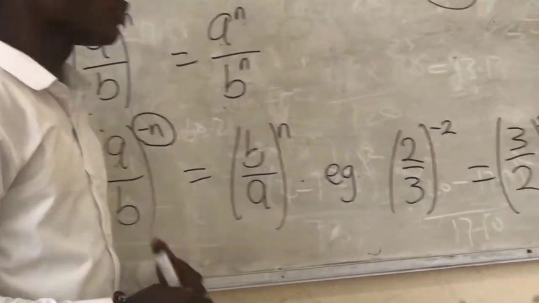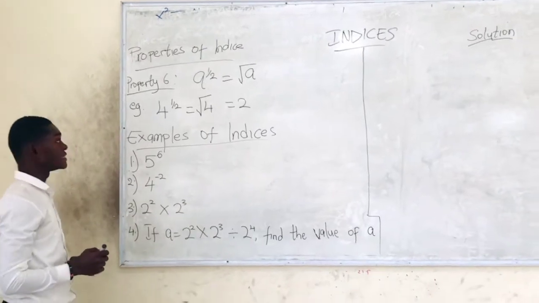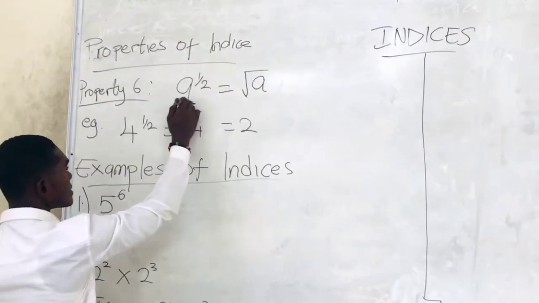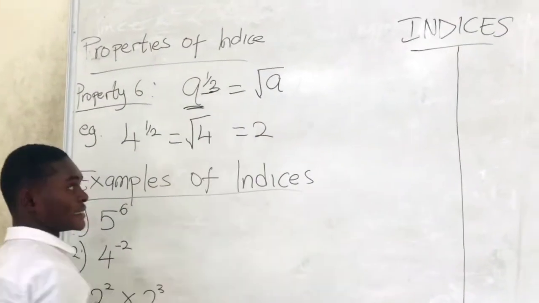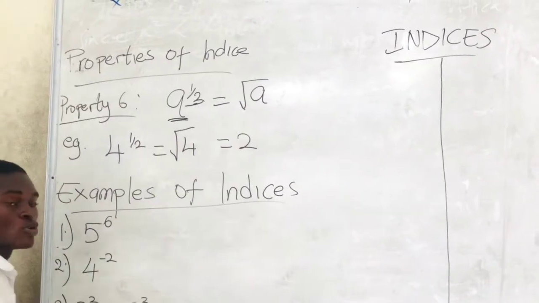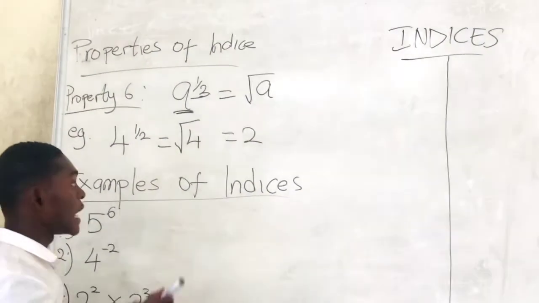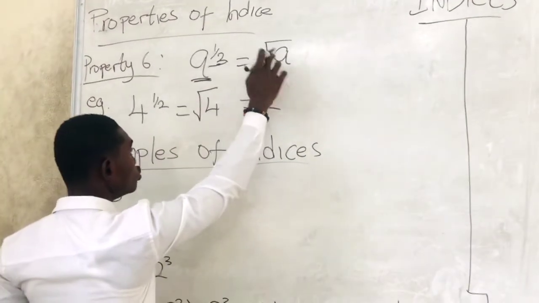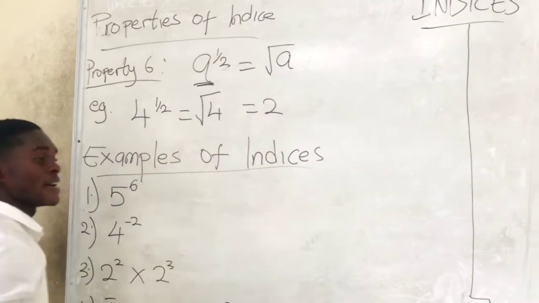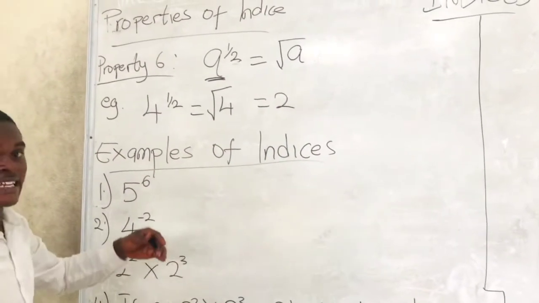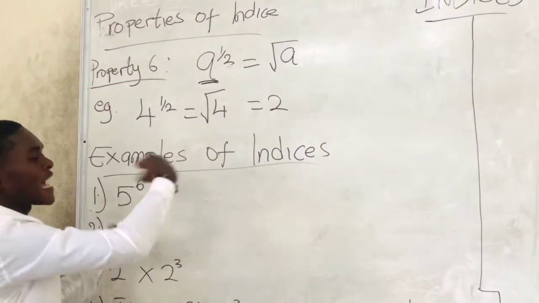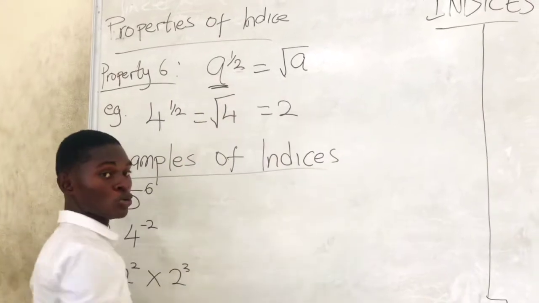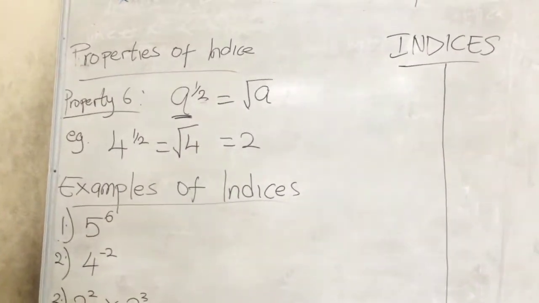So we are continuing with property 6. Property 6 states that when we have a base with a half exponent, this is how we treat it. We can use the square root to treat a base with a half exponent. At the same time, when we are given a base in the square root, we can turn it upside down, like we can use the half exponent to represent the square root. This is what the property has for us.